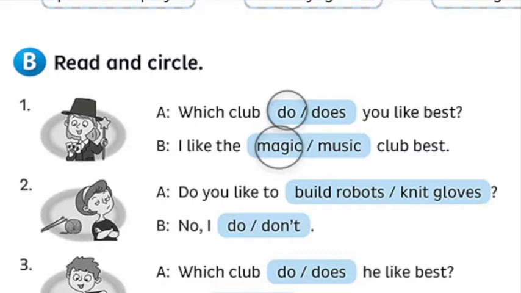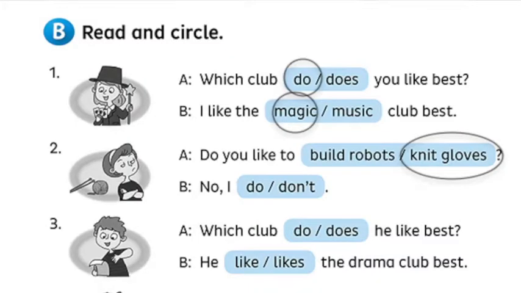So let's go ahead and read the question. The question says, do you like to build robots or do you like to knit gloves? Since the picture shows the knit and the yarn, so it would be knit gloves. Do you like to knit gloves?